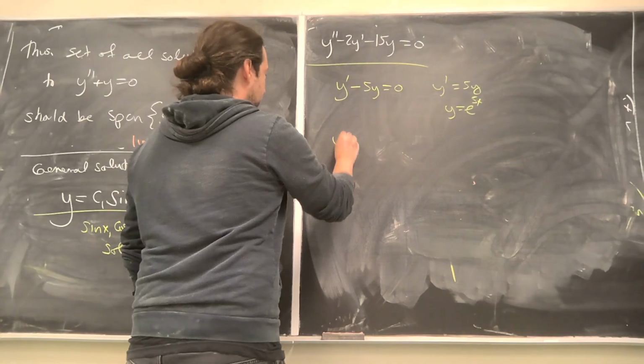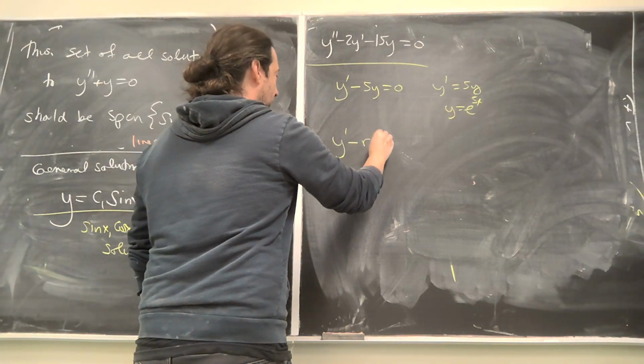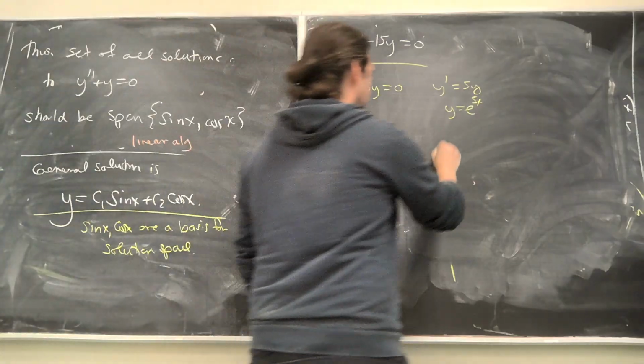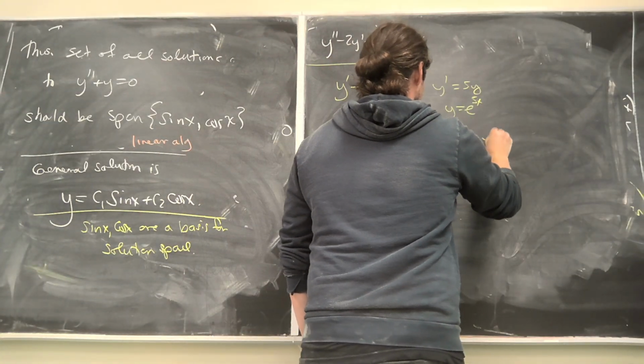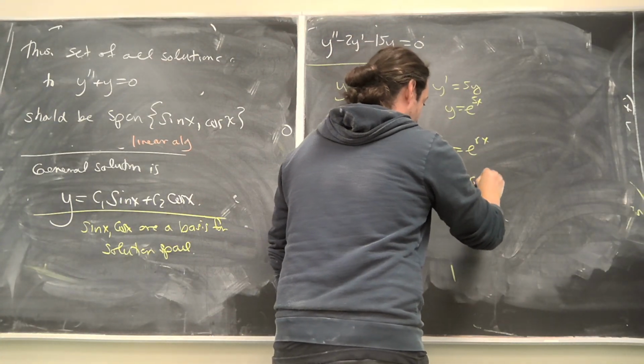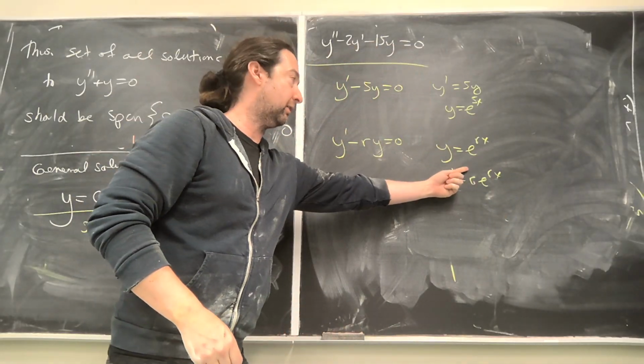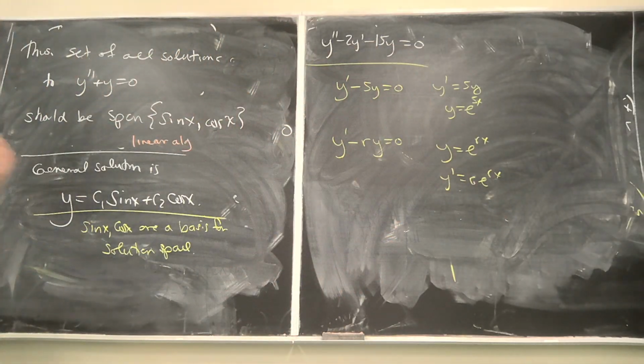What if I wrote down something like y prime minus ry is equal to 0? e to the rx will do that. y is equal to e to the rx, because y prime is equal to r e to the rx, and if you plug this in here and multiply this by e to the rx, you get 0, right? So these simple linear differential equations have exponential solutions.